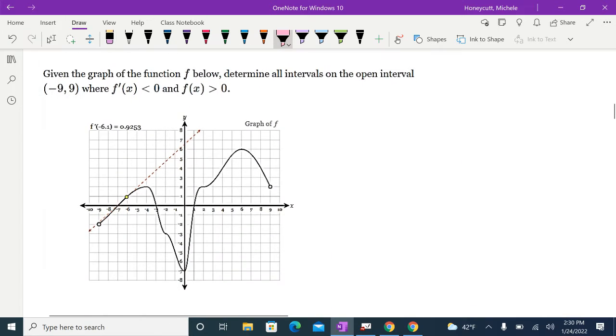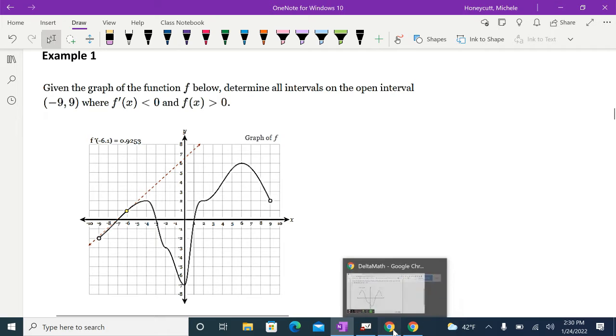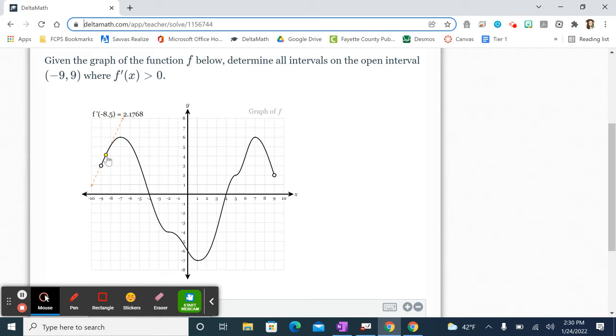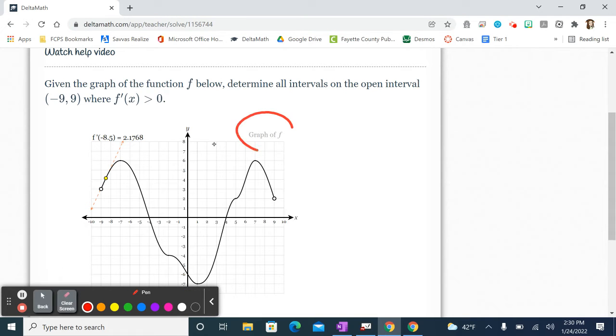But let's look at what's happening here. On example 1, you have a static picture of what you'll see in Delta Math. Now in Delta Math, let me pull up my Delta Math right here. Here's another example similar to what you had. But if you'll notice on this example, I am given the graph of f. So I'm going to label, even though it's labeled, this is f of x. And then they also give me some values for f prime.